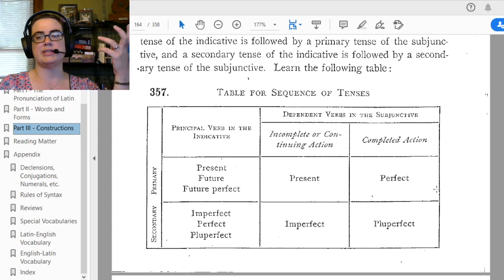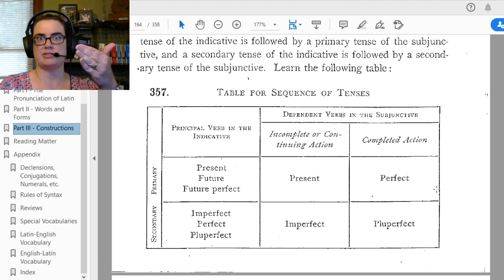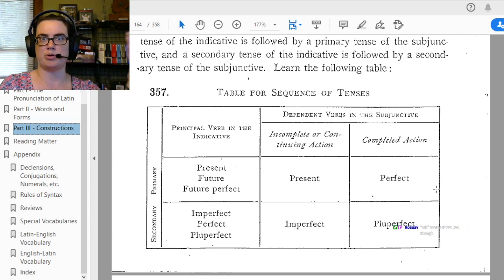Did he say that he will be here? Did he say that he would be here? So did say is past tense, and then would be here, an incomplete action. So that would be perfect, a secondary tense here, and then an imperfect, incomplete subjunctive.